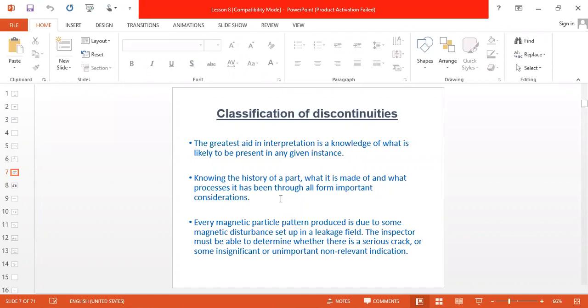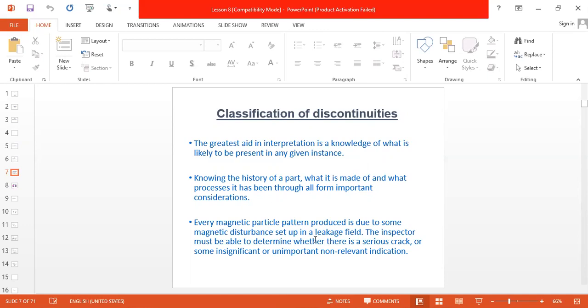But in the case of magnetic particle testing, if an indication came because of a change in properties, that indication will not appear after heat treatment of that part. In the case of a weld, after PWHT, post weld heat treatment, that non-relevant indication will not occur, because whatever property change happened during welding will be uniformly covered, or we will get a uniform structure after PWHT.